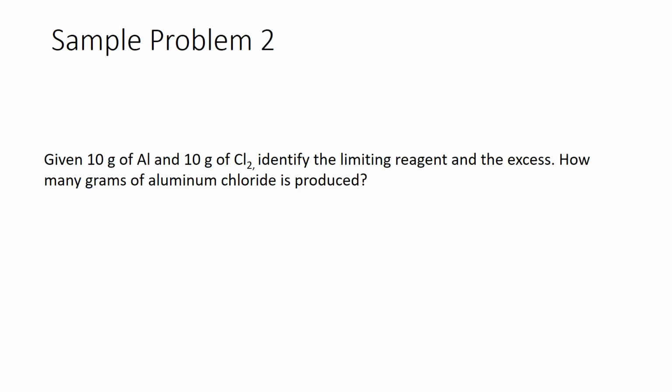In sample 2, 10 grams of aluminum and 10 grams of chlorine are combined, and it makes something called aluminum chloride, right? Aluminum and chlorine makes aluminum chloride. Identify the limiting reagent and the excess. So the same thing goes. Let's first convert to moles. Let's just simplify things by putting all the molar masses on here.